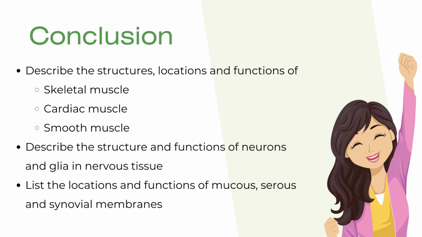All right, so we described the structures, locations, and functions of skeletal, cardiac, and smooth muscle. We described the structure and functions of neurons and glia and nervous tissue. And we listed the locations and functions of mucous, serous, and synovial membranes.